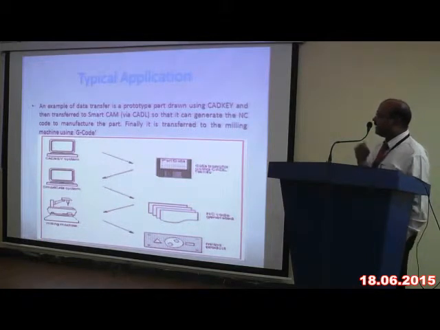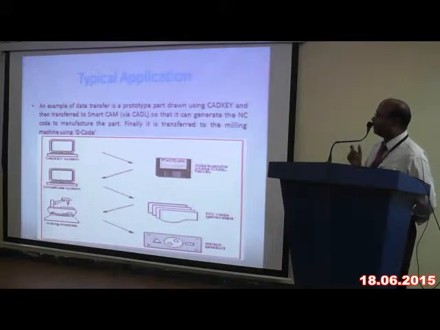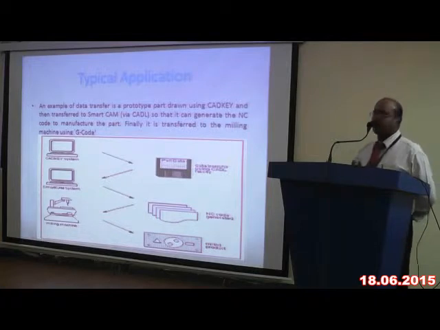So the data transfer is a prototype drawn using CAD and transferred to the smart CAD via CAD, so that it can generate the NC code to manufacture the part. Finally, it is transferred to the milling machine using G code.